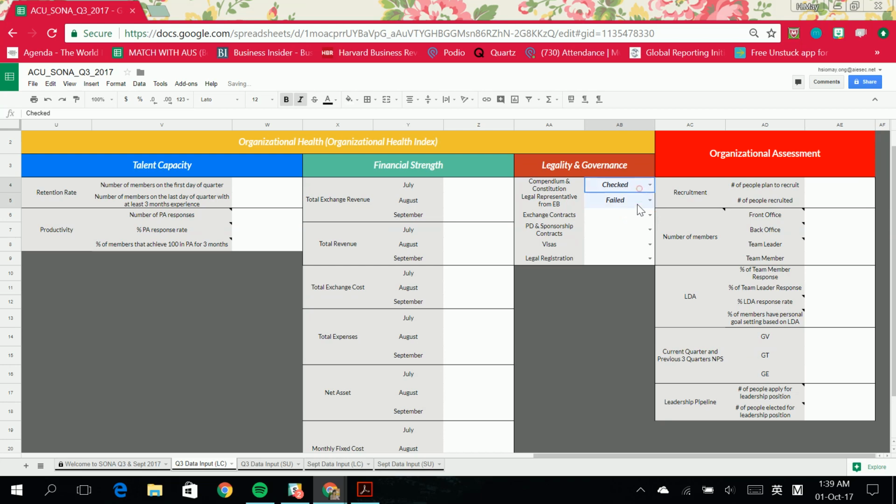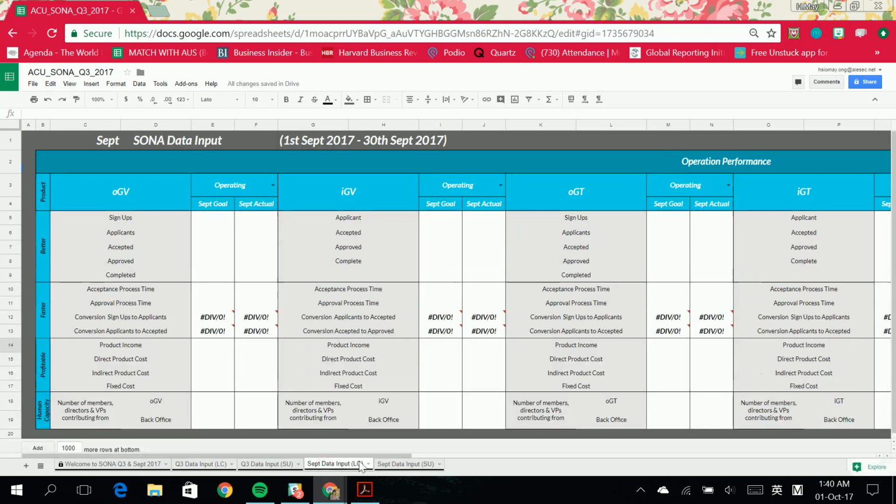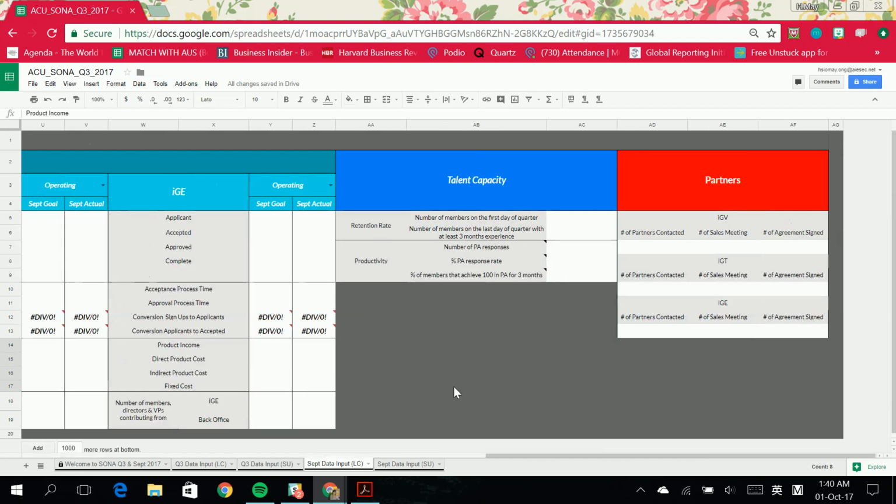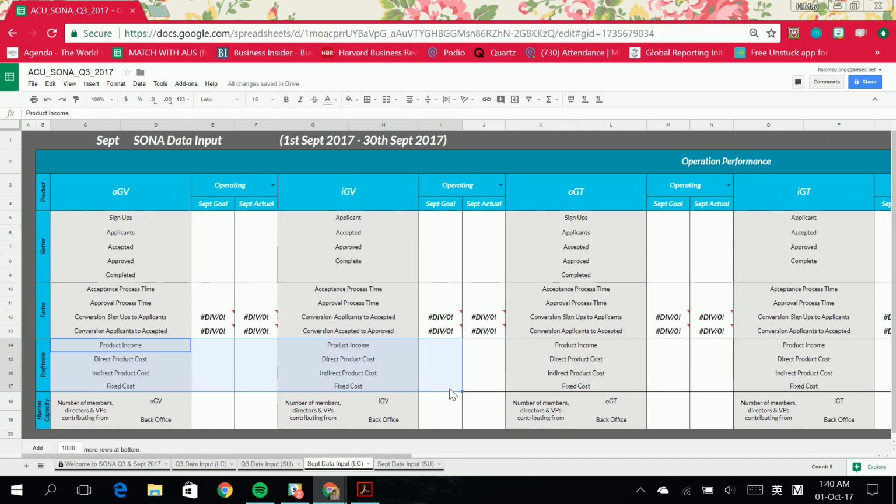That's so simple. And then after that, if you look in settlement data input LC, you only need to fill in product income, direct product cost, indirect product cost, and fixed cost for September. So notice that the difference between Q3 and September is that this data should be limited to the month of September only. You only take into account the 1st of September until the 30th of September. So you only fill in for the products that your LC runs. So that's all that you need to fill in as a VPFL.